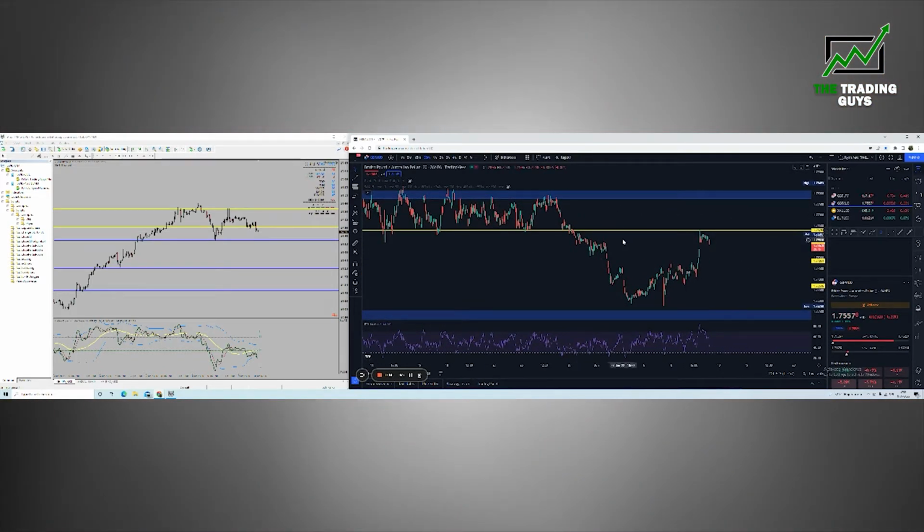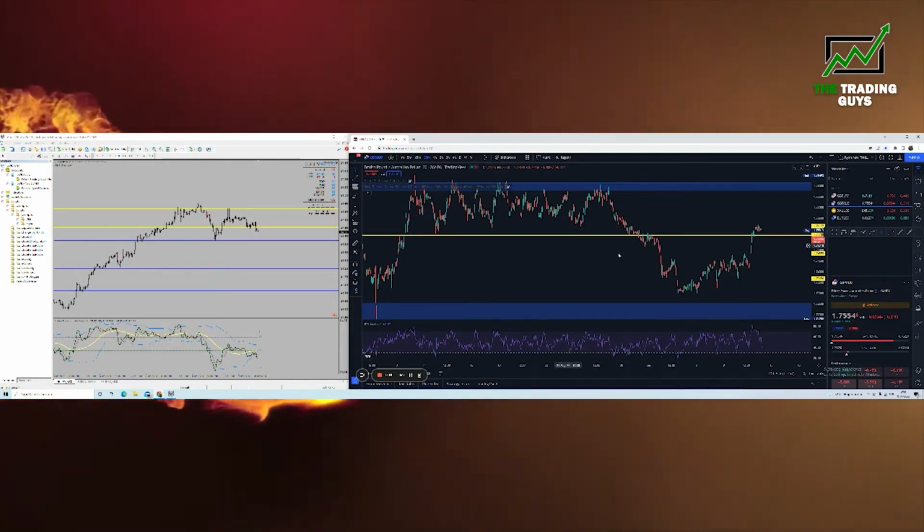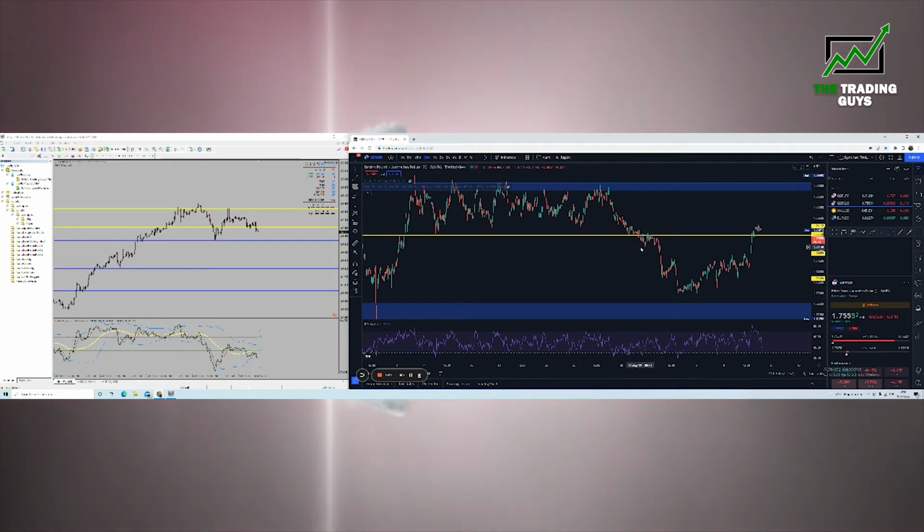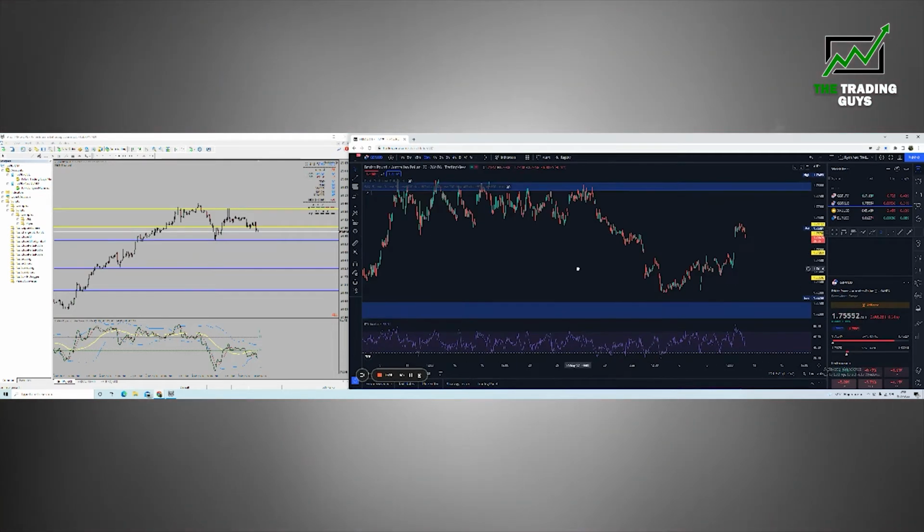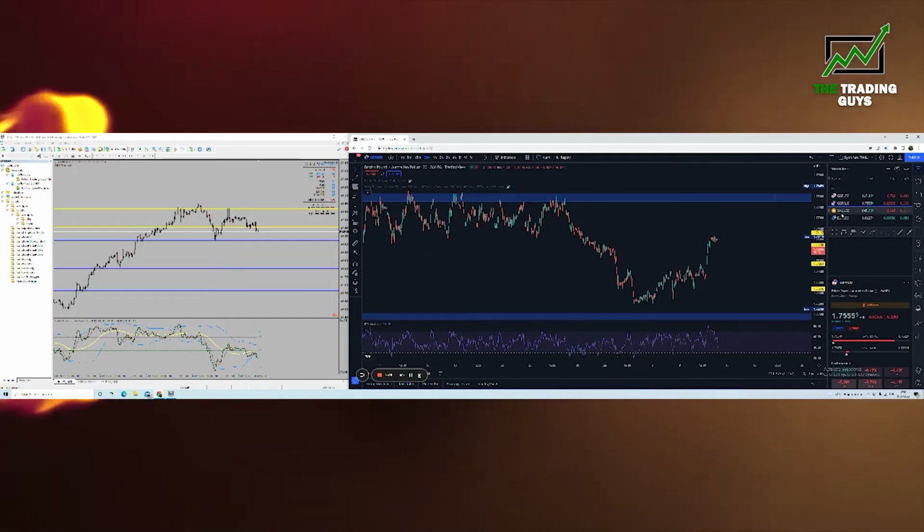If it's one of these yellow lines, which you can drag and drop and move around, it means that it's at a moderate area, like one of these here, one of these, one of these, and you go. So let's go into Euro USD.